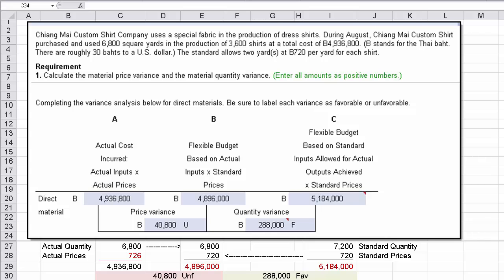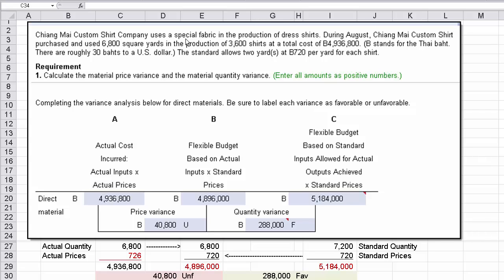Okay, let's explore this direct material variance problem. We're going to calculate the price variance and the quantity variance, and I'm going to show you how you can solve this one. We've got the Chiang Mai Custom Shirt Company, and I'm just reading the top of the screen, what you see right in here.